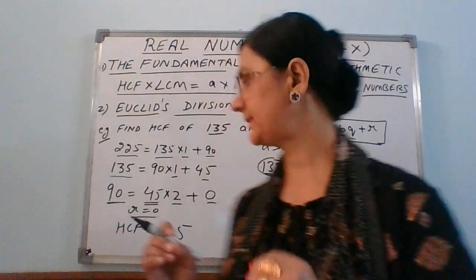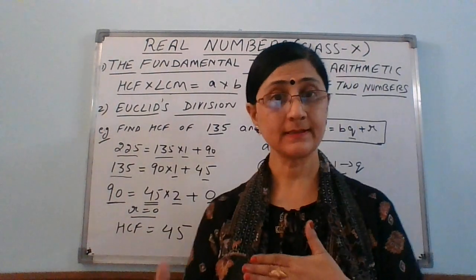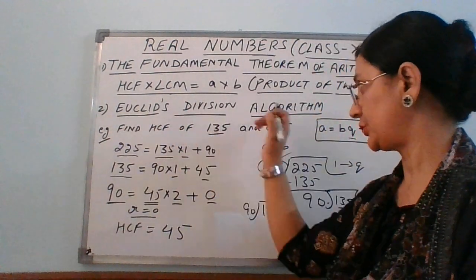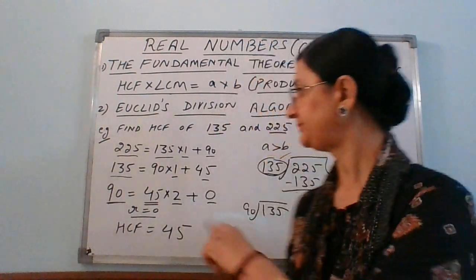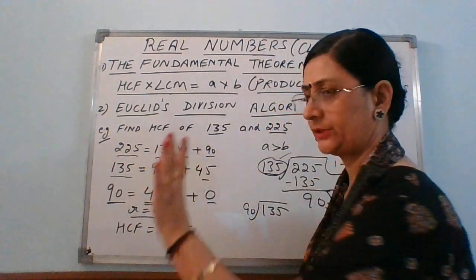So here also it's done the same way, right? I'll repeat this again. What is Euclid's division algorithm? It is used to find the HCF between two numbers, right? 225, 135 were the two numbers.